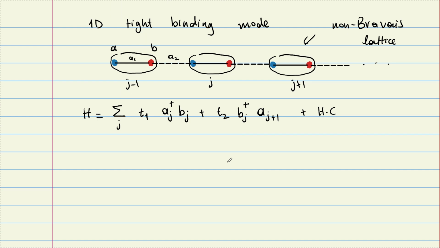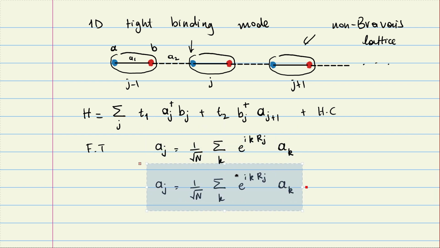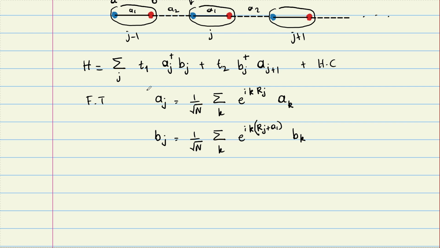Okay, and what we need to do is set up the Fourier transforms. A J is going to be defined by this, n is number of unit cells, sum over all k, e to the I k Rj. So this is the coordinate of this atom, and it is going to be A of k. And now let me also write one for B. So Bj is going to be, I'll write it like this because Bj is shifted a little bit. So this is A1, A2. I'm going to write Rj plus A1, and this is going to be Bk. Okay. And I want to look at this term, and Hermitian conjugate will follow automatically.